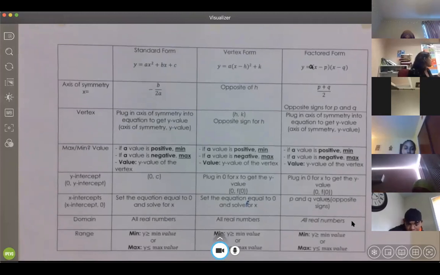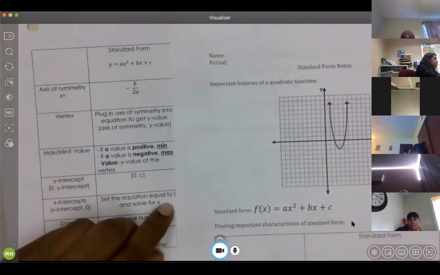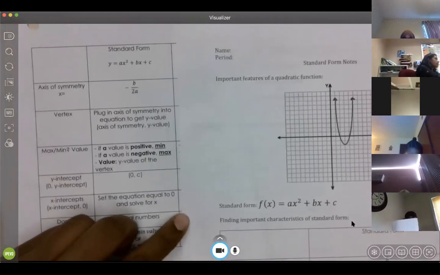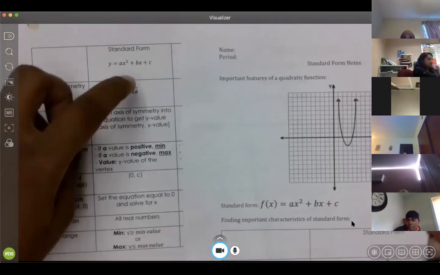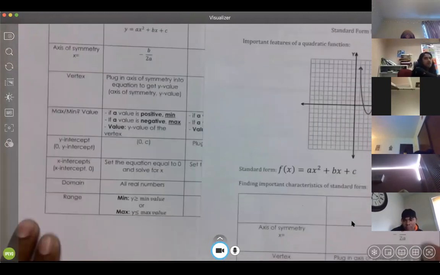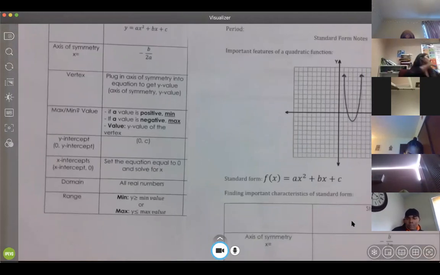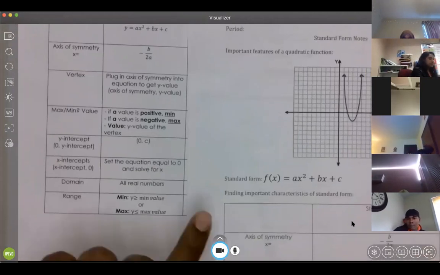The second thing you'll need is the standard form notes. That's also up on Canvas. We're going to be focusing on standard form today. Here we've got a quadratic function. All the notes on standard form are also on your cheat sheet, so it doesn't matter where you look to find the information. They're both the same. I'm going to look at the cheat sheet just because I think it's easier, but it's up to you.